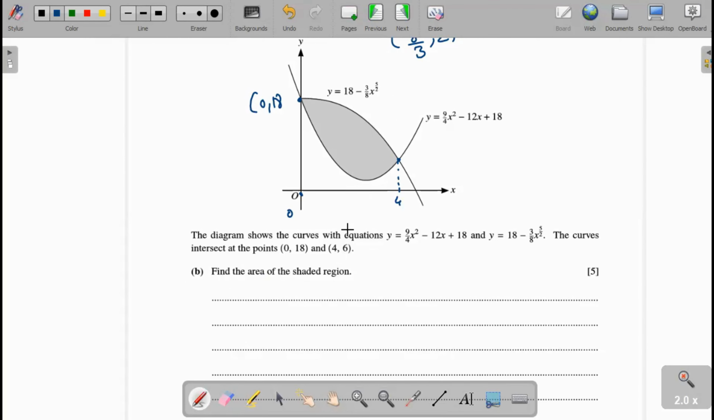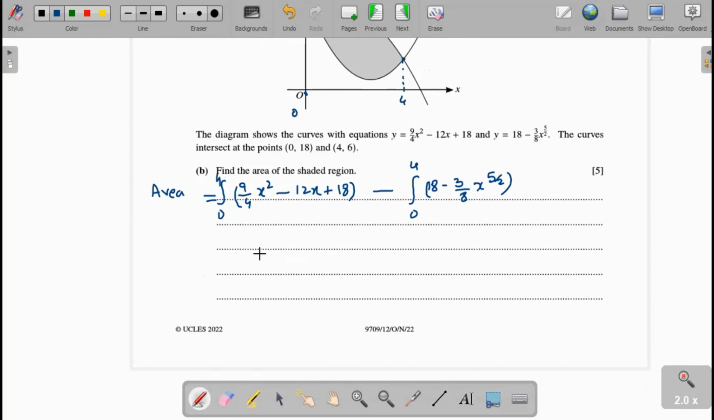We get the area of the shaded region. Now you see here, this is the first curve y equal to 9 over 4 x square minus 12x plus 18, and the second curve is y equal to 18 minus 3 over 8 x power 5 over 2, and the limits are between 0 to 4. We take the difference between these two curves, then the area of this shaded region. Now we integrate it.